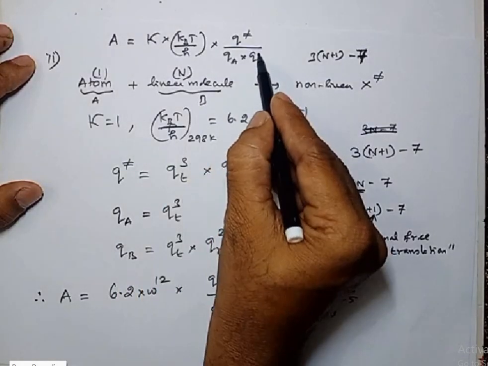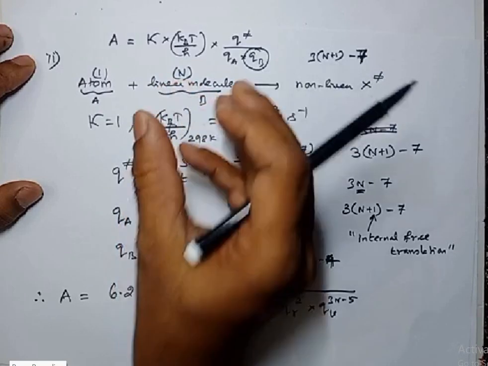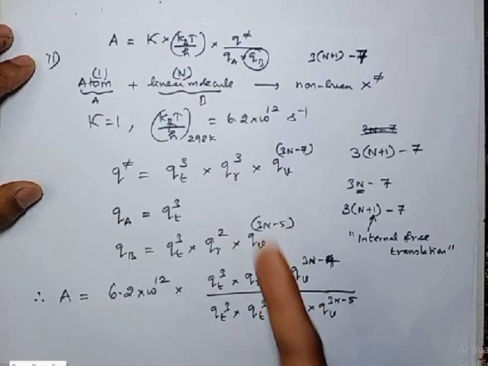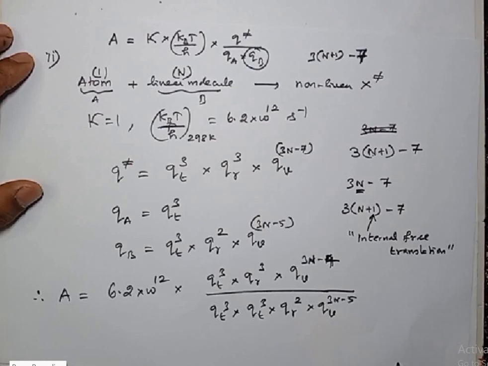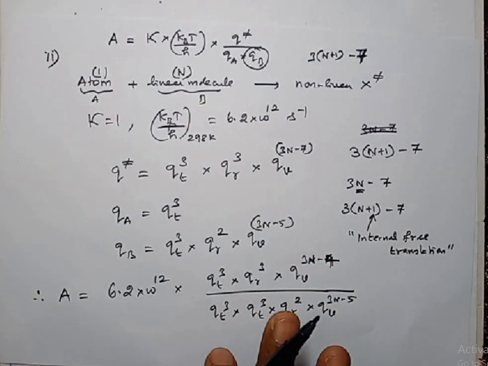Okay, that is for B. B is a normal molecule. For a normal linear molecule, the number of vibrational degrees of freedom is 3n minus 5. So QV power 3n minus 5. Right? Is this clear to all? So, observe this carefully.